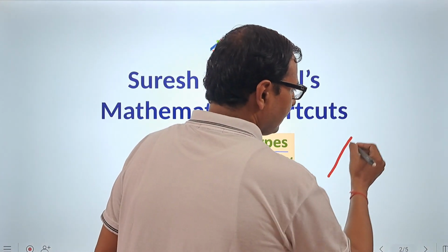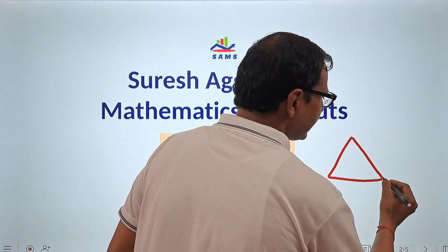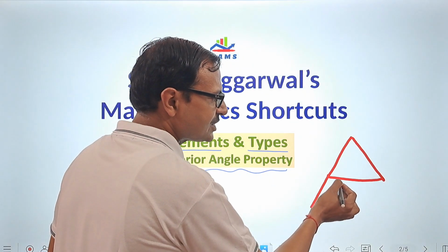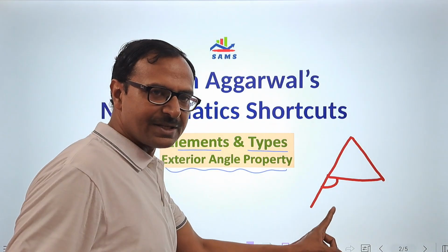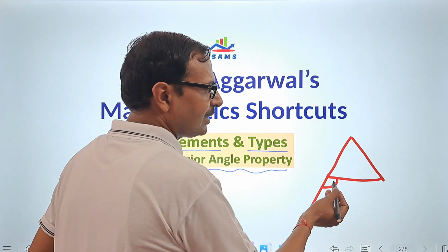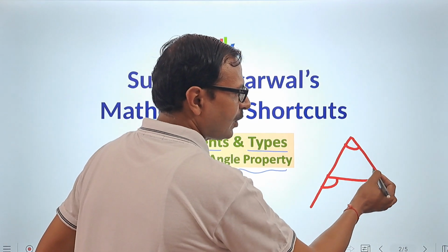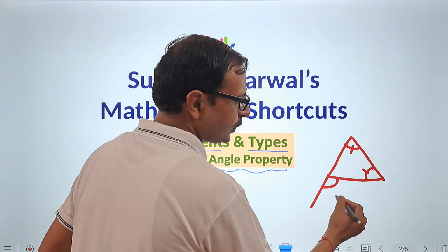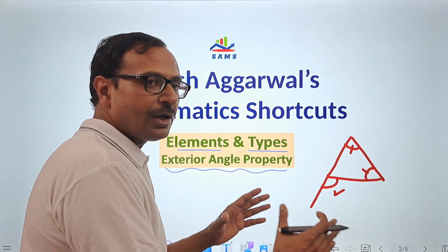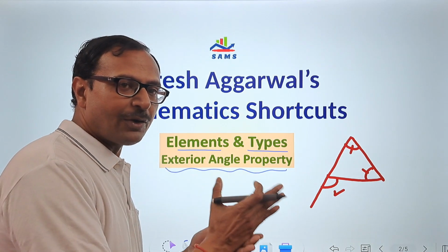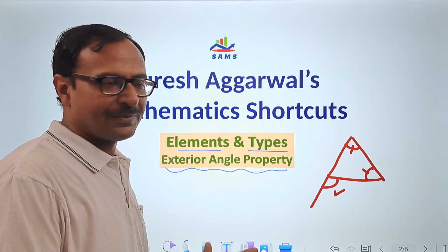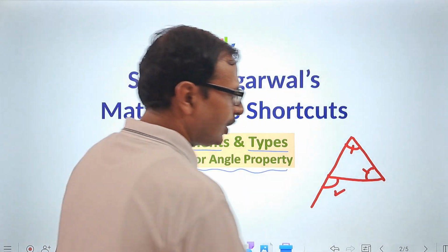Whenever there is a triangle and you produce one of the sides of the triangle, like this is the triangle and I produce this side, then it forms an exterior angle. This is called the exterior angle, and this exterior angle is always equal to the sum of interior opposite angles. So if you add this and this, you are going to get this angle. That is called exterior angle property. The exterior angle of a triangle is always equal to the sum of interior opposite angles, right? That is the property. Now let's see some of the questions based on this particular concept.